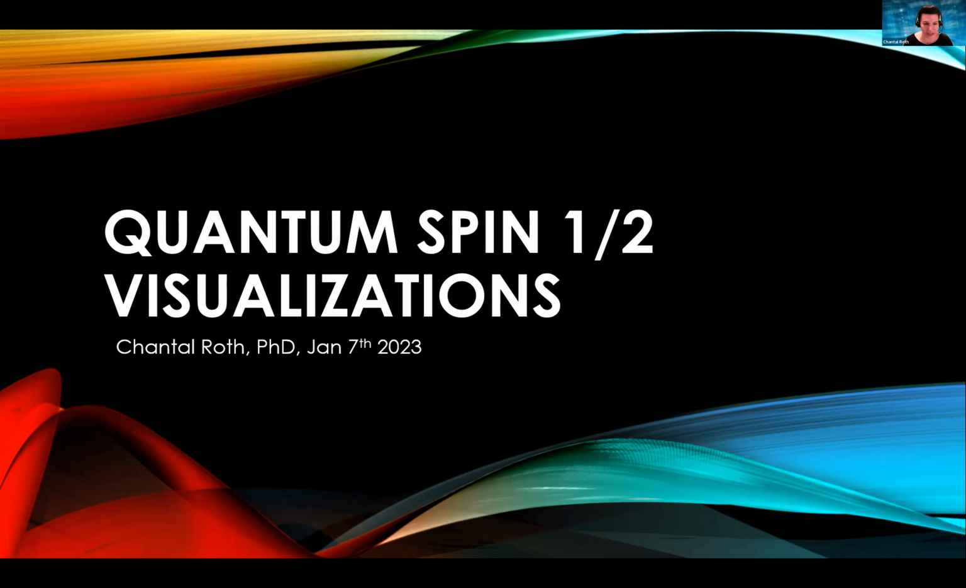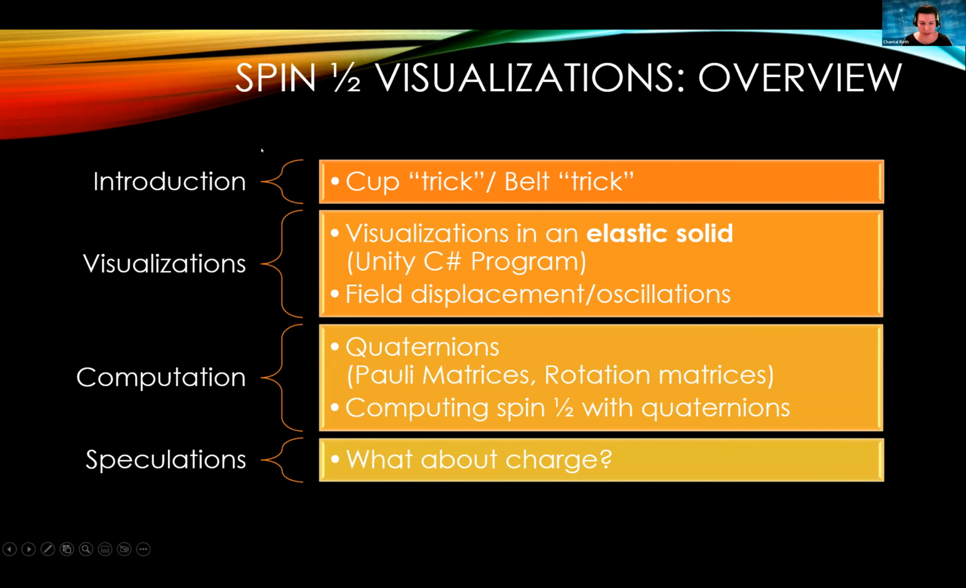Okay. Hi. Yeah, I'd like to show you some quantum spin visualizations. So first, I'll show you the standard cup trick, belt trick, and then I'll move on to a program I wrote to visualize spin 1/2, in particular in elastic solids, because this has come up multiple times: is it actually possible to have spin 1/2 in an elastic solid? What would it look like? Then I'll briefly talk about how to actually program this if anyone wants to know. And I use quaternions. You might wonder why. And if there's time, I'll talk about charge, but probably I won't get to it. And I think Robert Close will probably talk more about this.